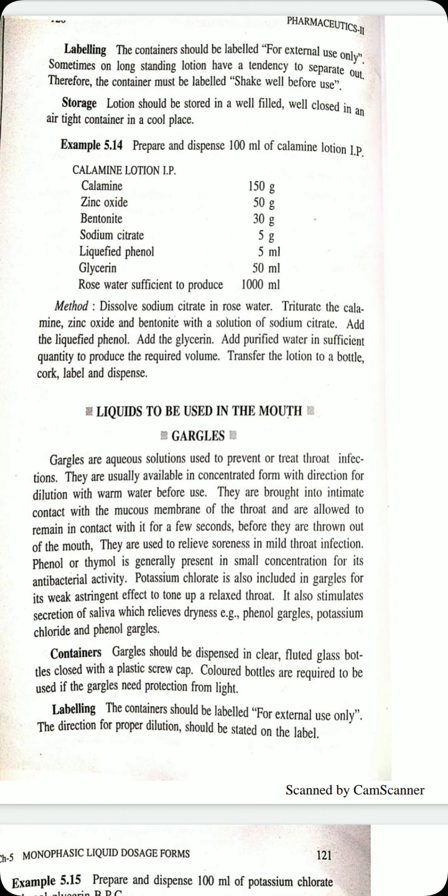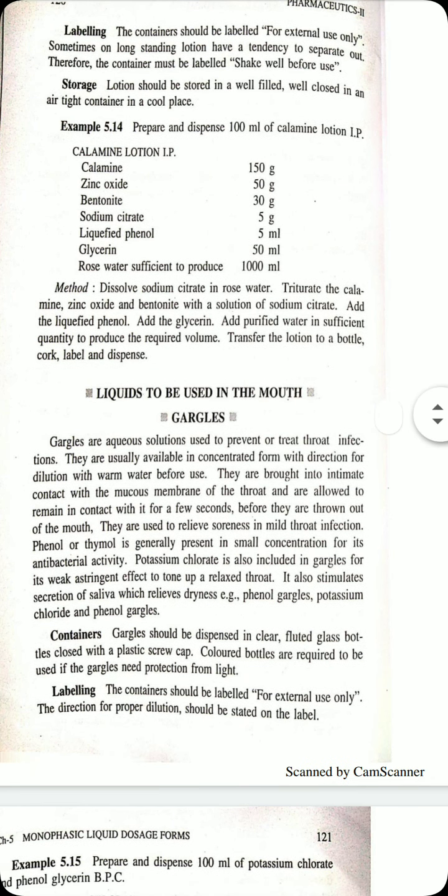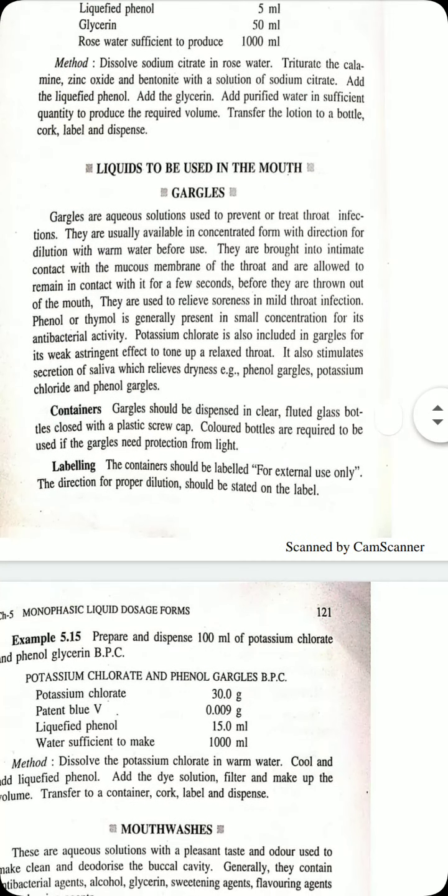They are brought into intimate contact with the mucous membrane of the throat and are allowed to remain in contact with it for a few seconds before they are thrown out of the mouth. They are used to relieve soreness in mild throat infection. Phenol or thymol is generally present in small concentration for its antibacterial activity.